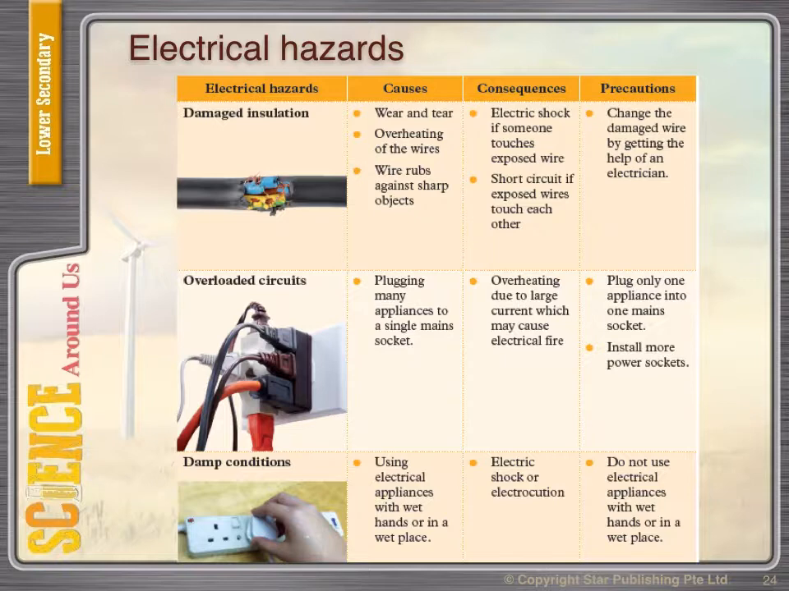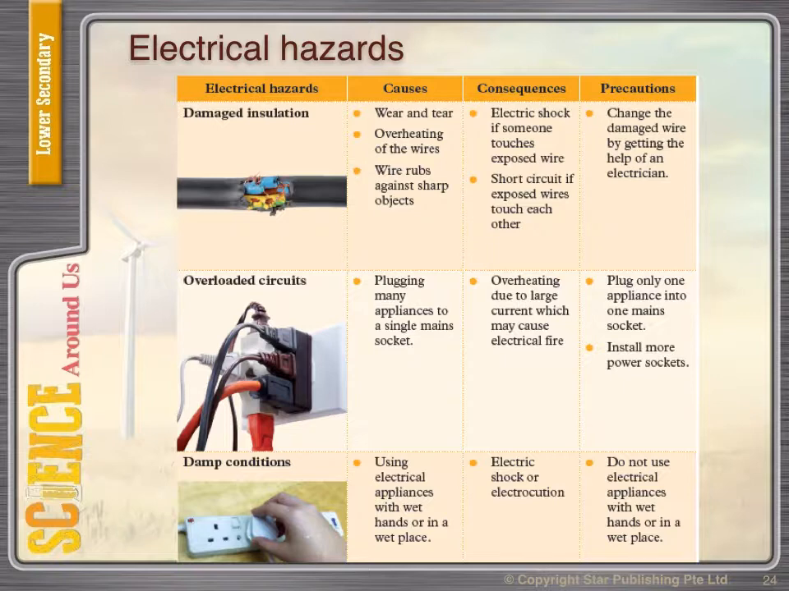Then the second one is called overloaded circuits, where there are multiple appliances plugged into the same multiple plug. Too many appliances are connected to a single main socket. So each appliance will draw its own amount of current. So the current will produce a lot of heat, and overheating will cause fire. So the important thing is to try not to have too many appliances connected to one single socket.